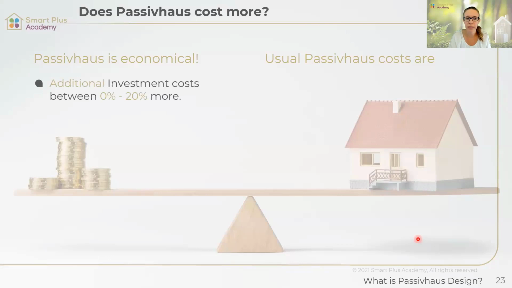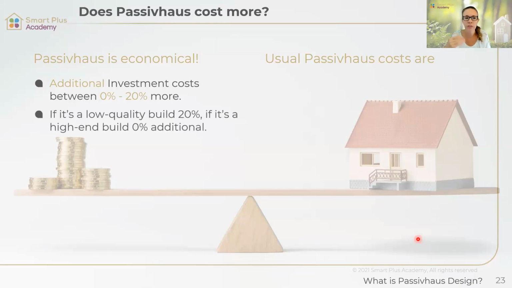So does Passivhaus cost more? Passivhaus can definitely be economical. Normally we would say without those incentives that the additional costs for Passivhaus are between 0 and 20%. Why do I give a range? It's because we have to see what we're comparing it to. If it's a low quality build, then it's more like 20% additional costs. But if it's already a high-end build, then it's probably not much additional cost for bringing it to Passivhaus standard.